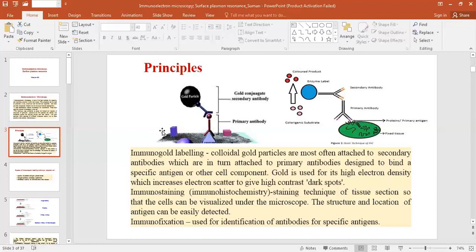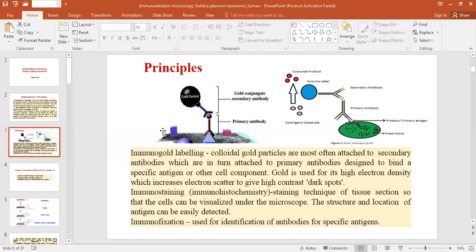So in immunostaining, in immunohistochemistry or immunofluorescence staining technique of tissue sections, so that the cells can be visualized under the microscope, in the case of the optical microscope, meaning fluorescent microscope or confocal microscope, we are using a fluorescent probe. Here we are not using any fluorescent probe, instead we are using gold because it will increase electron scattering and hence it will develop high contrast dark spots. So the structure and the location of the antigen can easily be detected.